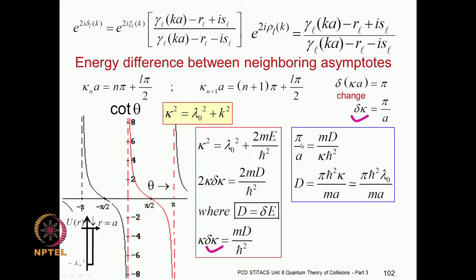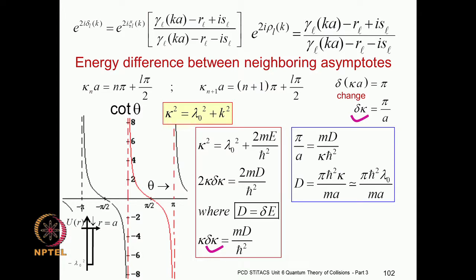You get that pi over a, which is equal to delta kappa, but this delta kappa is equal to m d over kappa h cross square. So pi over a becomes m d over kappa h cross square. Now what is d? D is the energy difference between two adjacent resonances. So the two adjacent resonances will occur at this energy, which we have now found to be given by pi h cross square over ma, and it will then be related to the size of the potential.